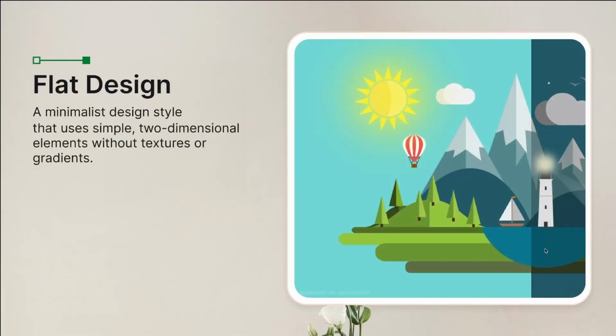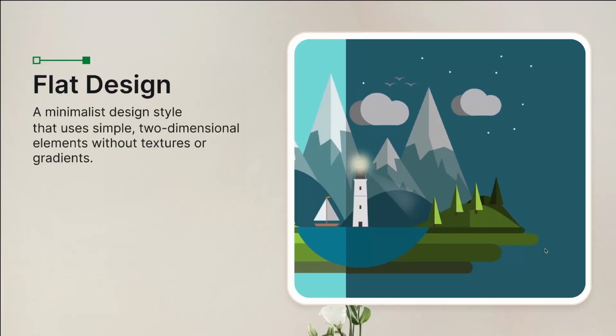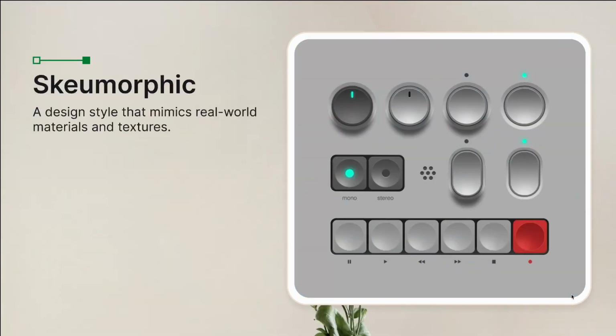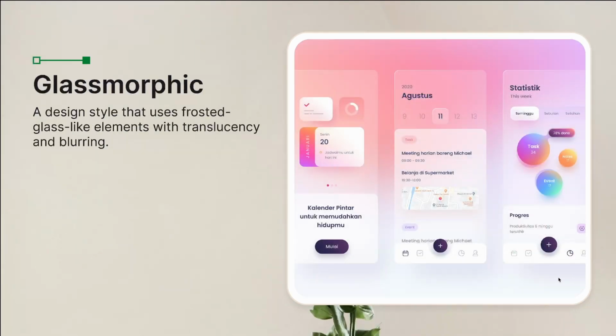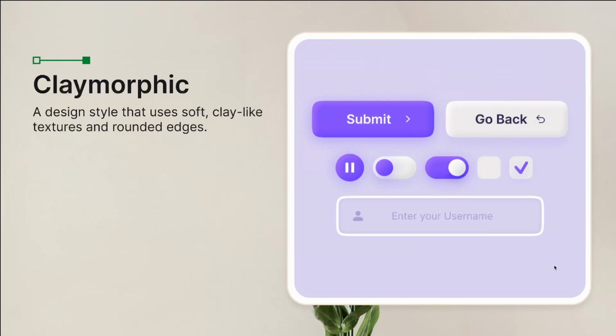Flat design, a minimalist design style that uses simple two-dimensional elements without texture or gradient. Skeuomorphic, a design style that mimics real-world materials and textures. Glassmorphic, a design style that uses frosted glass-like elements with translucency and blurring. Claymorphic, a design style that uses soft clay-like texture and round edges.